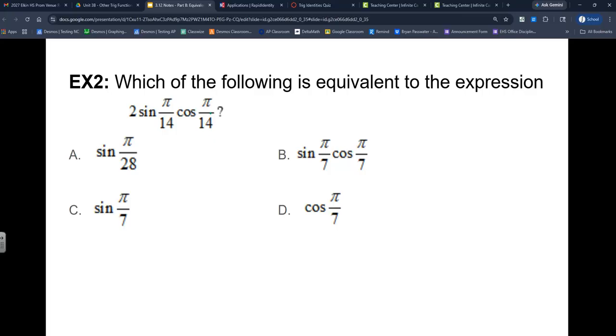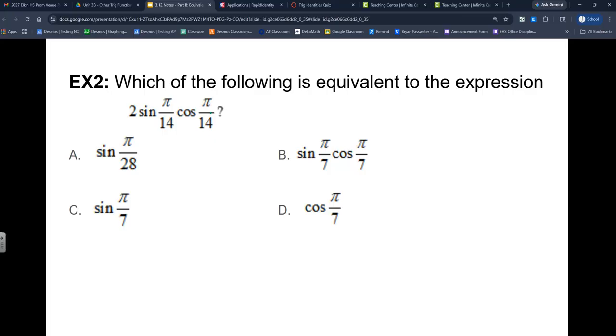So this one says, which of the following is equivalent to the expression 2 sine of pi over 14 cosine of pi over 14? And these will be calculator inactive problems. So typing it into the calculator to see which ones match is not going to be a way to do this problem.